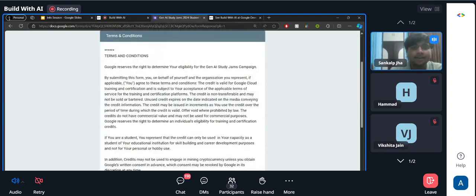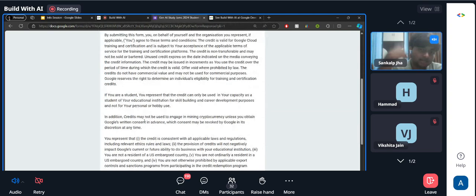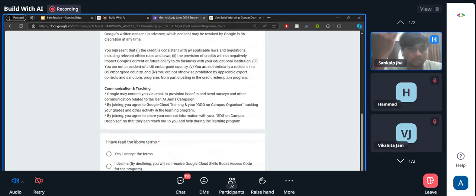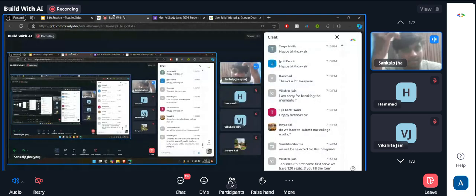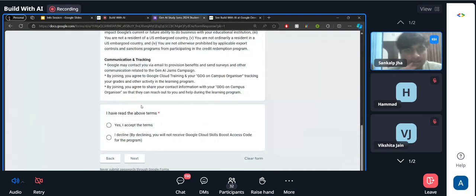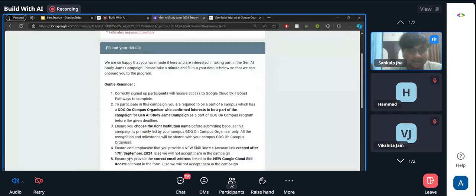Again, going further ahead, do read these terms and conditions. All right, because if you don't read them, then you will ask, sir, what happened? We don't want to create a huge fuss. Though it is very general terms and conditions, and click yes on that.